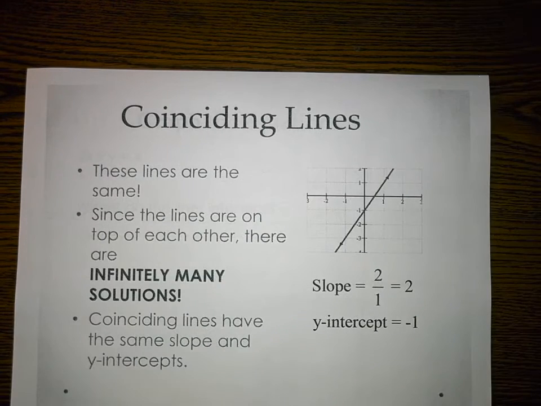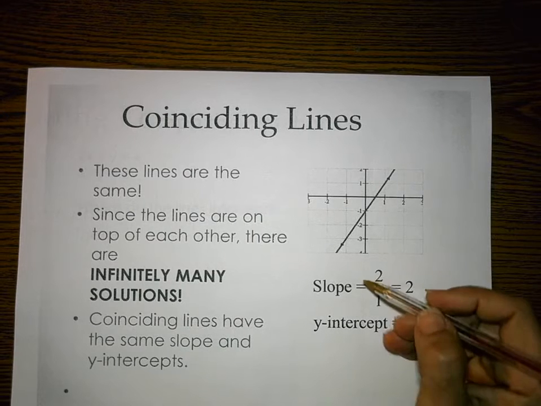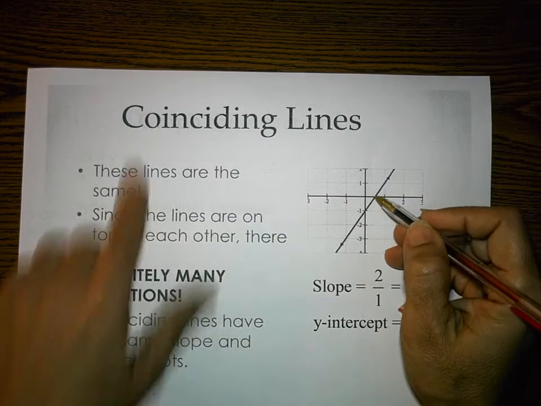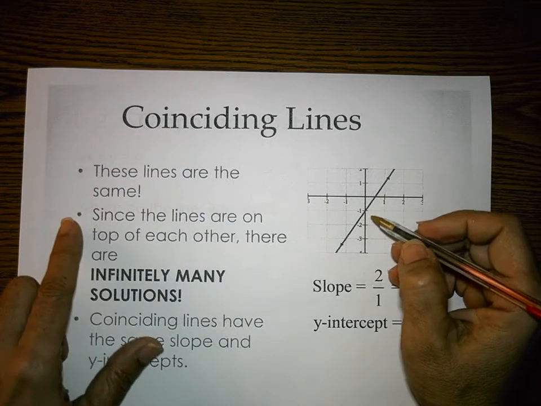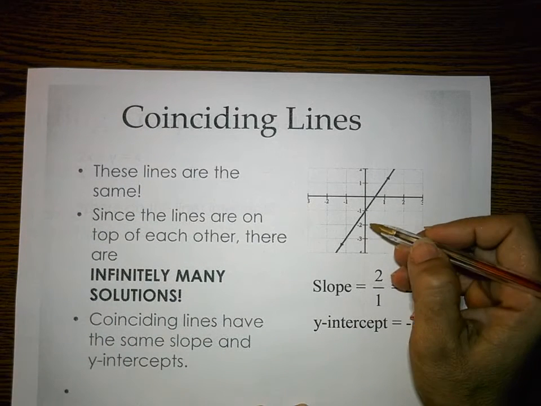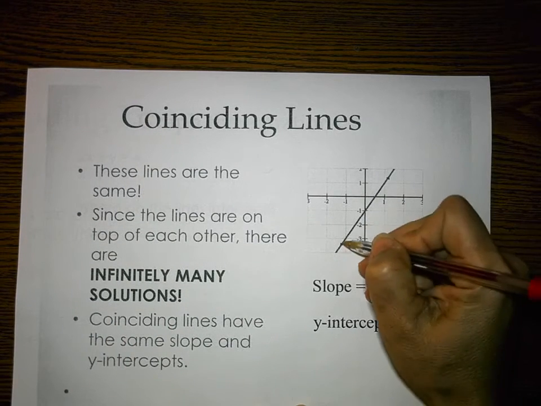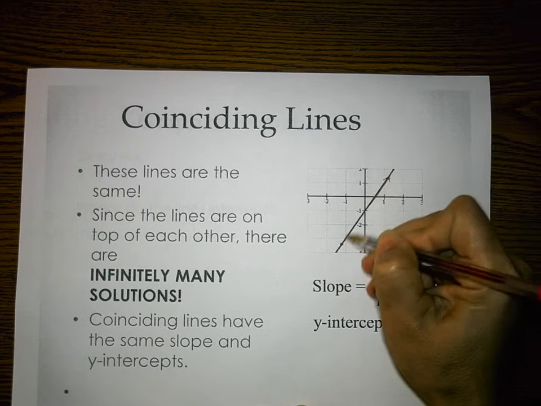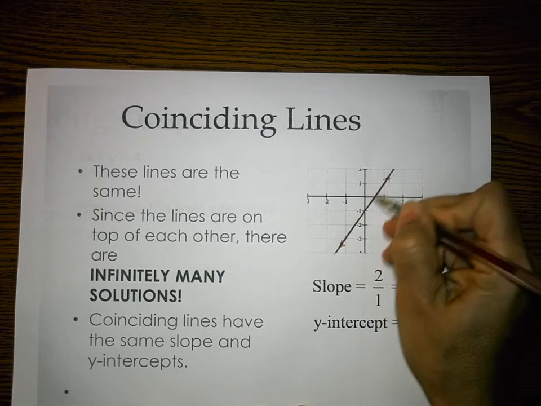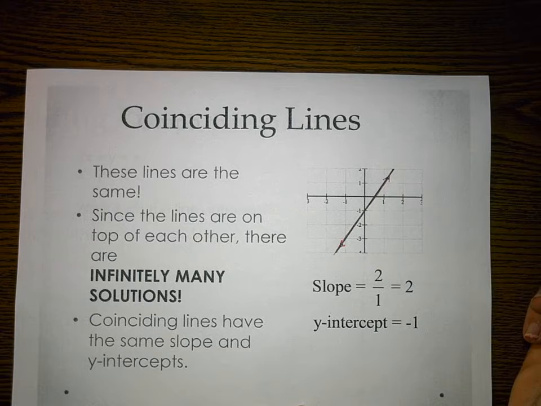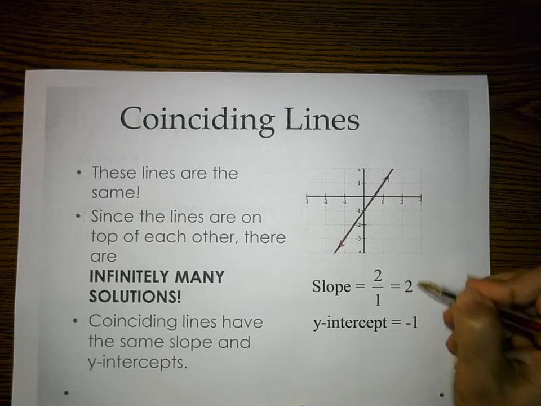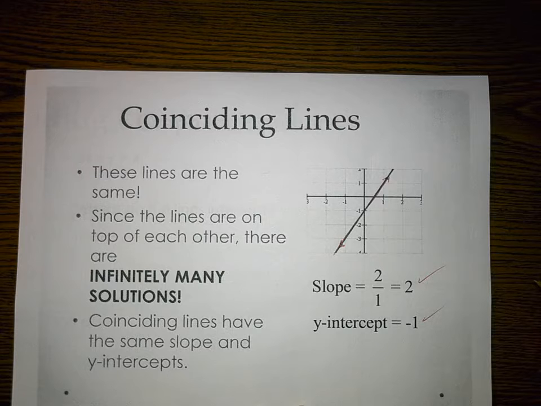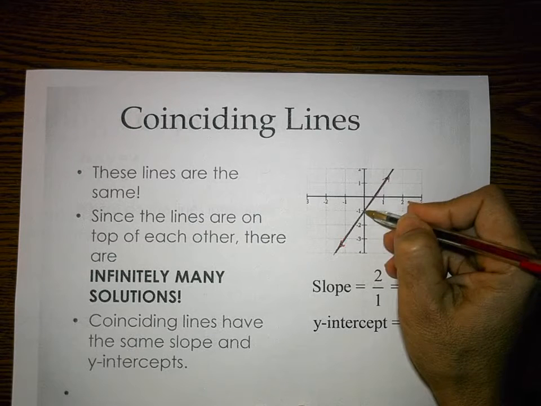How about if the lines are exactly the same and on top of each other? Those are called coinciding lines. The lines are the same. Since they are exactly the same, they're on top of each other right here. You can see I have one on the top and one on the bottom. They're both exactly the same line. If they are exactly the same line, they'll have exactly the same slope and exactly the same y-intercept. So they're just 2 different equations for the same line.